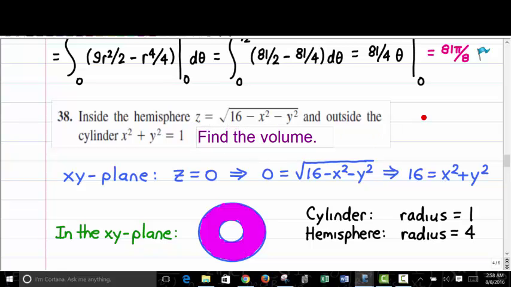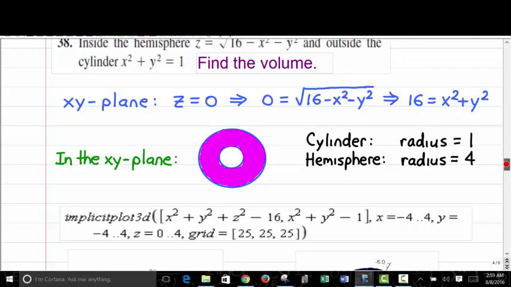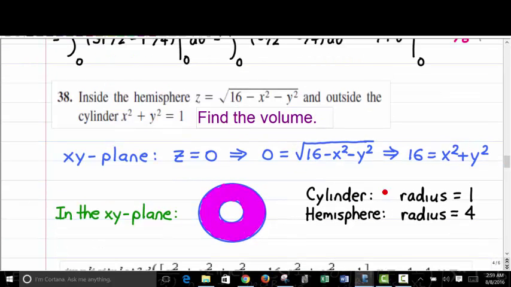Find the volume. All right, this is kind of interesting. It's inside a hemisphere, half a sphere, and outside a cylinder. Technically, we really don't need the three-dimension part of this because we're just using the two-dimension to set this up. Outside the cylinder, but inside the hemisphere. So from this vantage point, and I did graph it in 3D, which you never have to do, the function we're integrating is going to be the hemisphere because that's the half sphere. That's going to be the height of what we're trying to find.